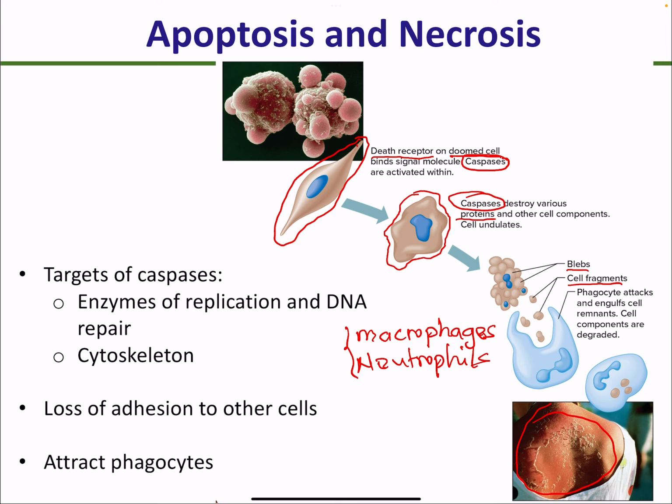All right? So the caspases are going to specifically target enzymes that are involved in DNA replication, okay, and DNA repair. They're going to target the cytoskeleton. Cells are going to lose the ability to attach to each other, and they are going to attract phagocytic cells, including macrophages and neutrophils, for their destruction.